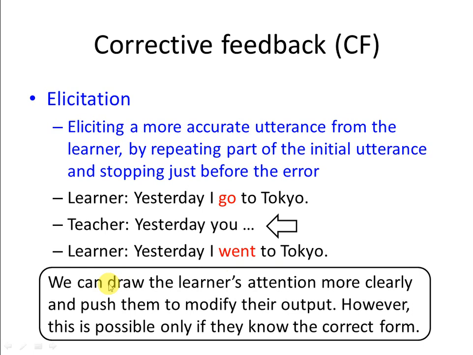And if we use this, we can draw the learner's attention more clearly and push them to modify their output. However, this is possible only if the learners know the correct form. So if they don't know the correct form, they can't say it. So in this case, the correct form is went. But if they don't know this form, they can't say it. The teacher doesn't say it. So they have to know this form from the beginning.